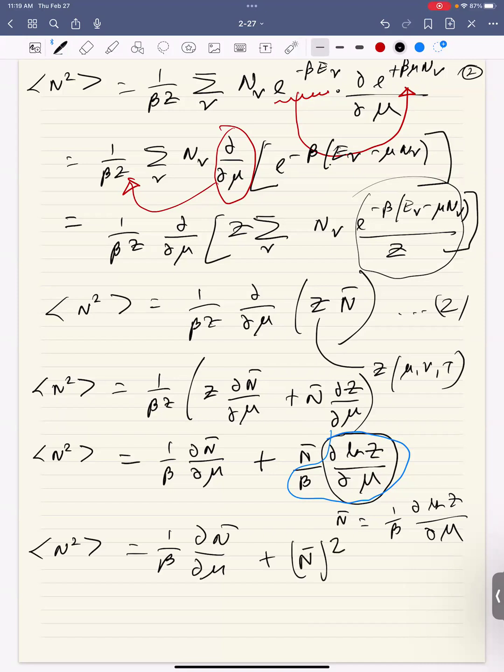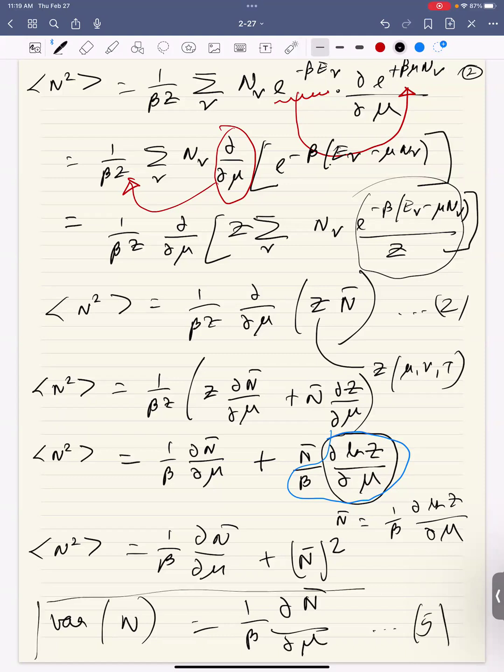All of a sudden, our variance just appeared out of nowhere. That's crazy, right? Because what was variance? Variance was average of squared minus square of average. In other words, we have just shown that variance of n is equal to 1 over beta partial n bar by partial mu. This we call equation 5. And this is all we wanted to show. This is the expression for variance of n.